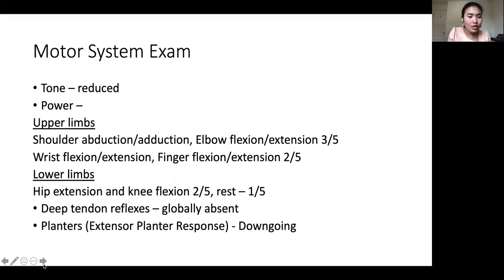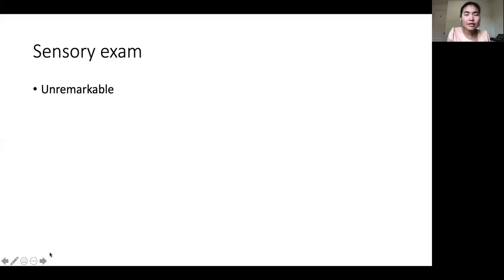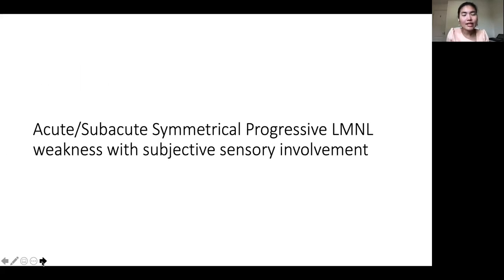Excellent. So we do sensory system examination. Sensory system examination was unremarkable. So if we summarize the findings, this patient has acute or subacute onset, because the onset is within 6 weeks, and he has symmetrical and progressive lower motor neuron lesion weakness with no sensory involvement.